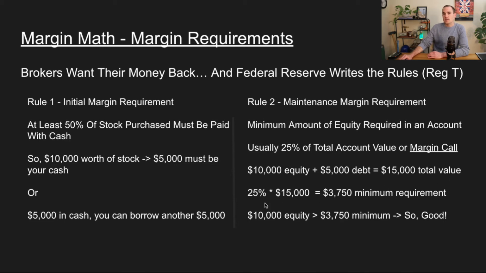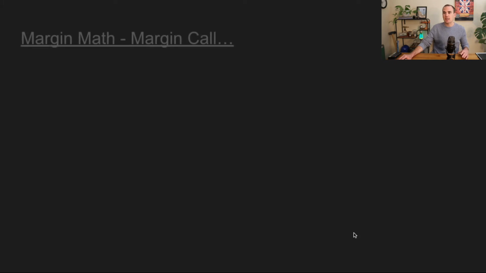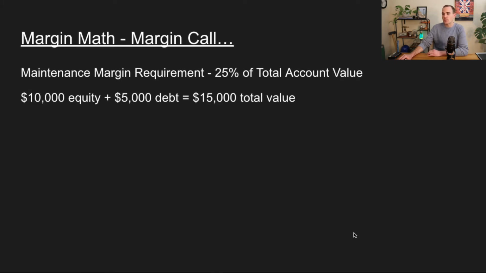And the requirement would state that you need at least 25% of this $15,000 in equity, or the minimum requirement is $3,750 in equity that you have to have in the account. Well, right now, we just outlined there's $10,000 of equity in the account, and so we're well above the minimum, and we're good. But that's assuming that there were no stock price fluctuations. So let's assume that our stocks get crushed, and let's see if we get margin called.